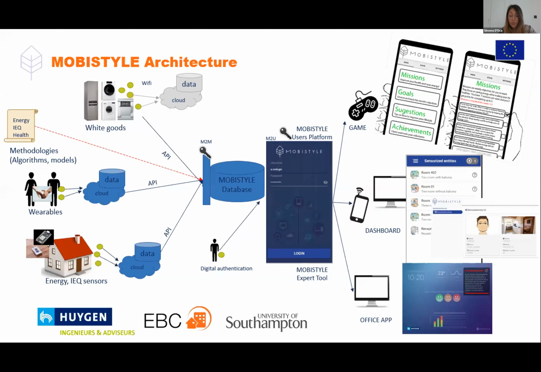So we're focusing on that in residential buildings, while the second application is a dashboard, which is more tailored towards building operators, both in residential and commercial settings. And the third application, which is the one that I'm going to show you today, is the Office app.